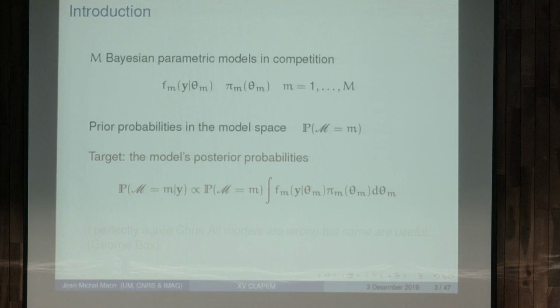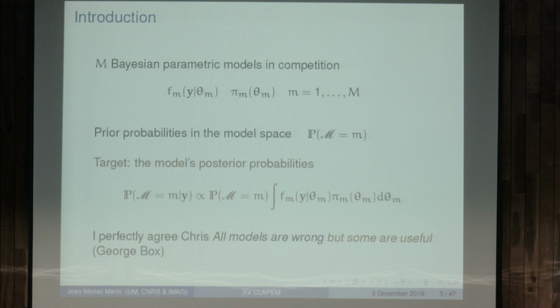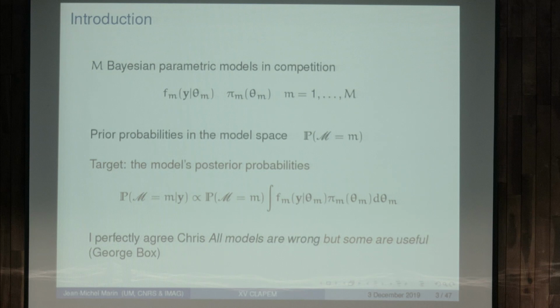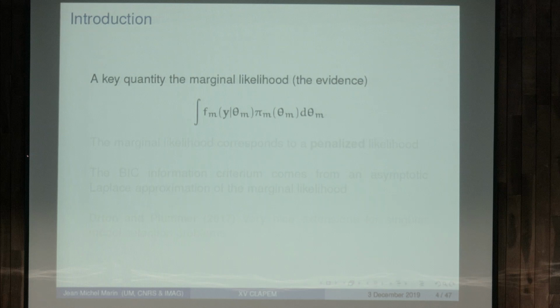And I perfectly agree with Chris: all models are wrong, but some are useful. What we try to do is find some useful model for a given task. Is it a predictive task or an explicative task? Here, I suppose that this posterior probability is a well-defined object to do this task. I will not discuss the properties of this, and I will try to see how we can approximate this quantity, which is called the evidence. This is the key quantity when you want to calculate the posterior probability on the model space.